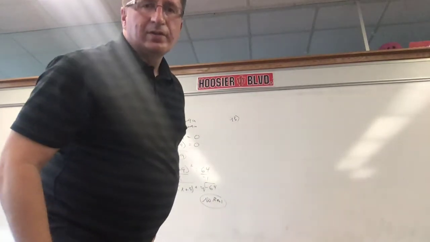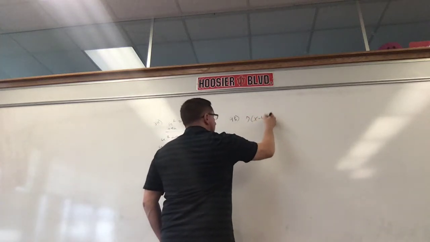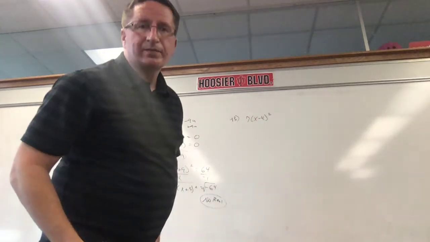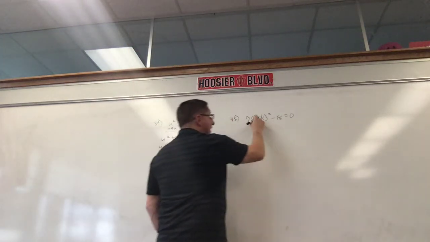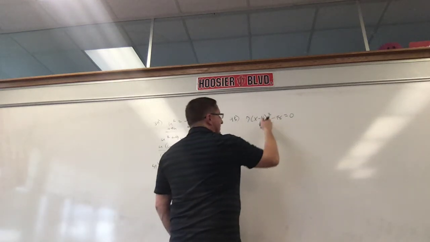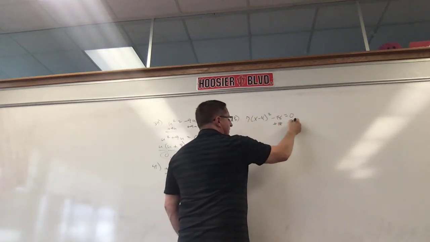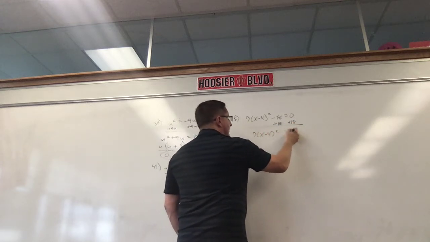What do we have here on 43? So we have 7 times (x minus 4) squared minus 18 equals 0. Okay, so we only have one x, so we can use square roots to solve this one. We have to get what's squared by itself, so let's add 18. So we have 7 times (x minus 4) squared equals 18.